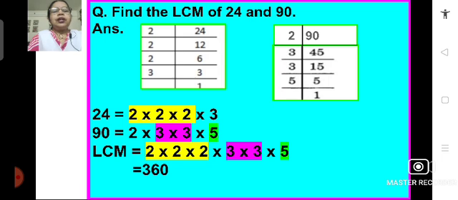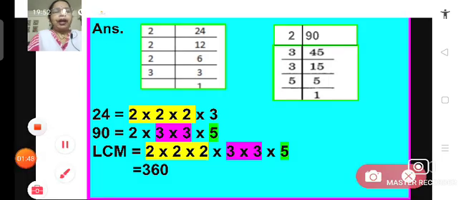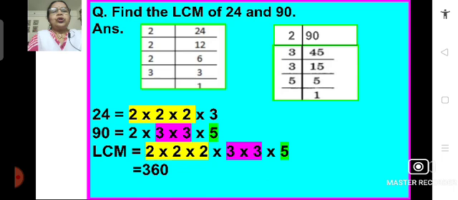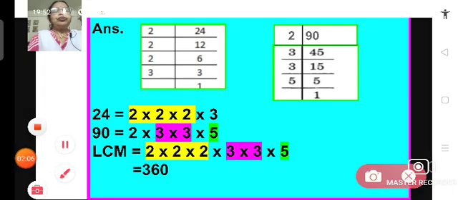Children, in this method, we prime factorize the given numbers and find their prime factors, and we see which prime factor occurs a maximum number of times in the prime factorization of the number, and then we multiply and find their LCM. So, let's do the prime factorization of 24. We divide by the smallest prime number, that is 2. We get 12. 12 twos is 24.